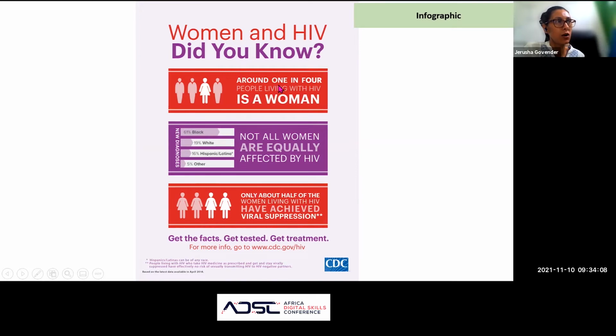So it's saying around 1 in 4 people living with HIV is a woman. Not all women are equally affected. Only about half of the women living with HIV have achieved viral suppression. And this is 2018 data, so it's purely for the depiction, but the data itself is most likely more up to date. And at the bottom, you'll see it says, get the facts, get tested, get treatment, and then you can get more information at the bottom.